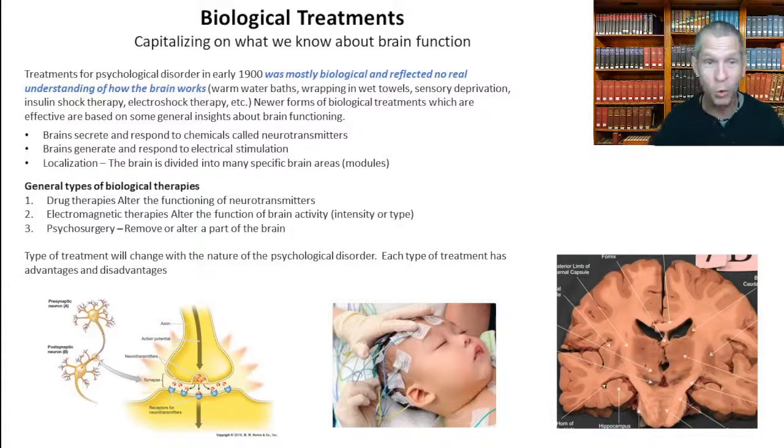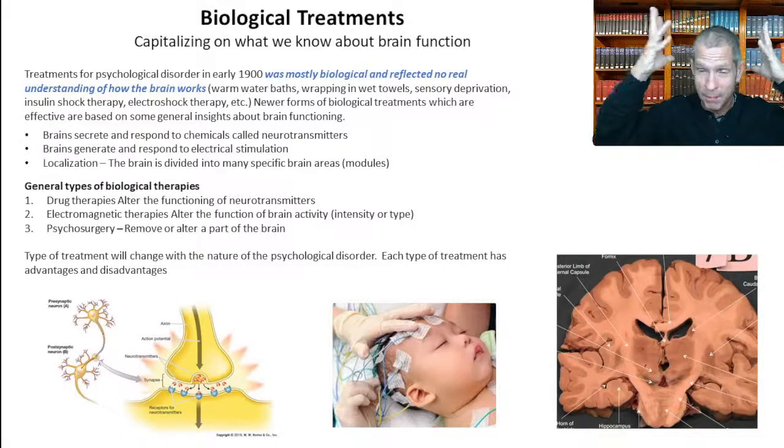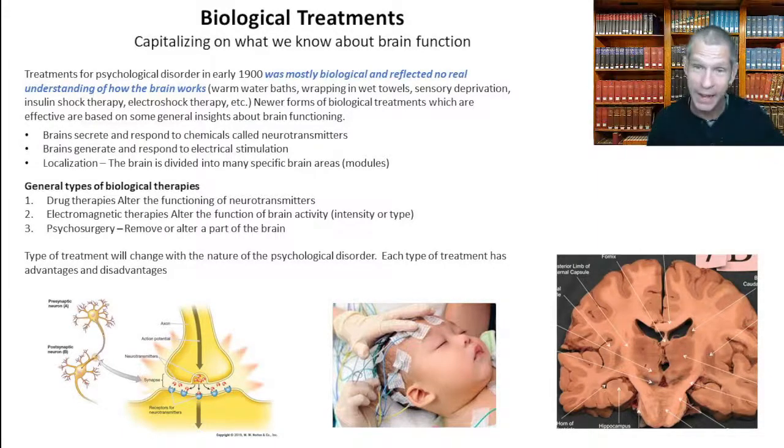So, what are our general types of biological therapies? Well, we have drug therapies that alter the function of these chemicals. We now know that we can use electromagnetic energy in the form of magnets put outside the head, and also sticking wires into specific brain areas. We know that we can use electromagnetic therapies to alter the function of brain activity.